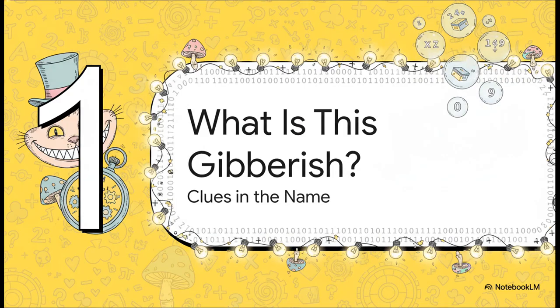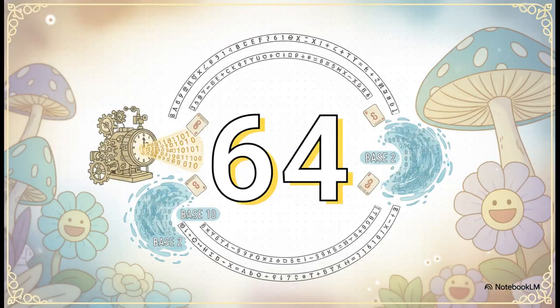The name itself. Base64. That base part immediately makes you think of math, doesn't it? The number 64 is the real key here. I mean, in math and computer science, we're always hearing about number systems like base 2, binary, or the base 10 we use every single day. So it's pretty natural to just assume that Base64 is another number system, just one with 64 different digits.